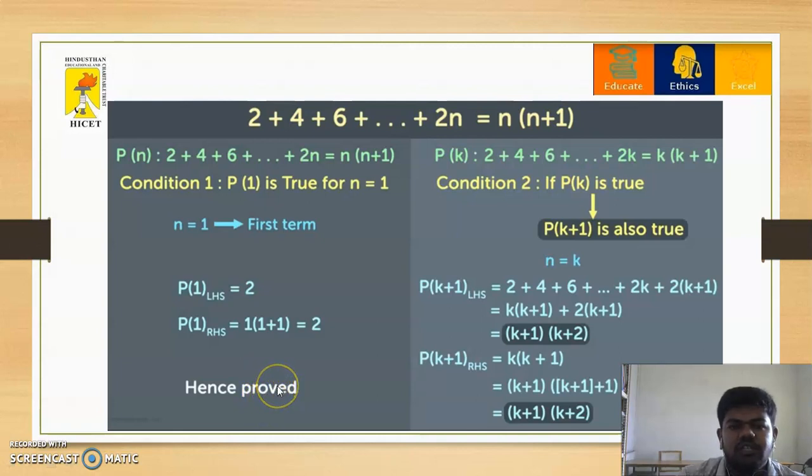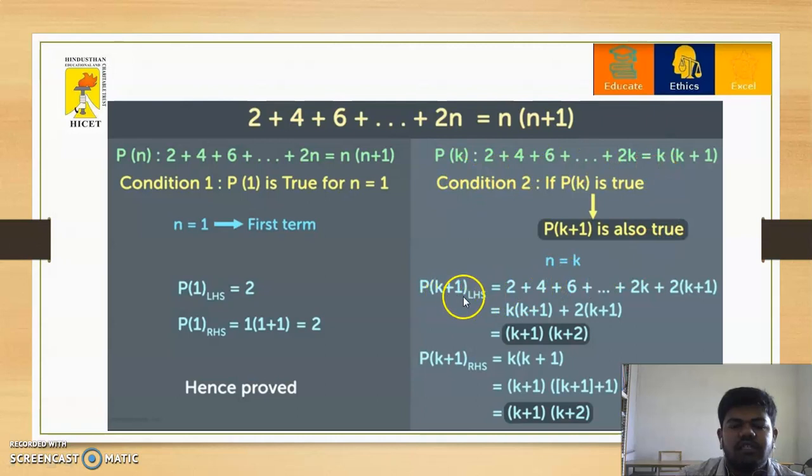Next we will move to the second condition. The second condition is that we need to assume P of k is true. So P of k becomes 2 plus 4 plus 6 plus etc. plus 2k is equal to k into k plus 1. We assume P of k is true, then we need to prove P of k plus 1 is also true. So first we will take the left hand side and right hand side.